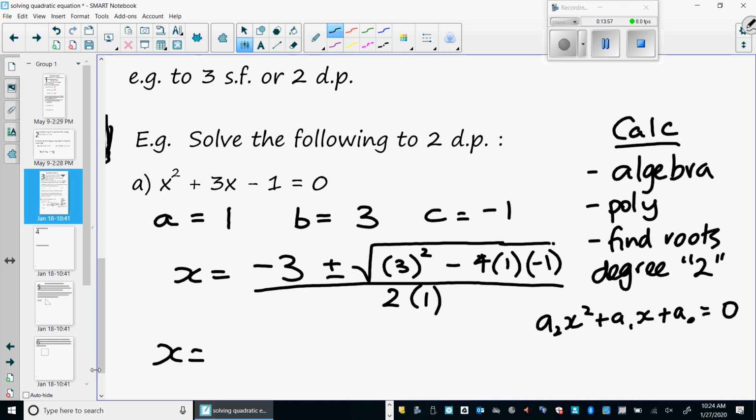Now remember, we have to round them to 2 decimal places. Negative 3.30, and x2 is 0.30.